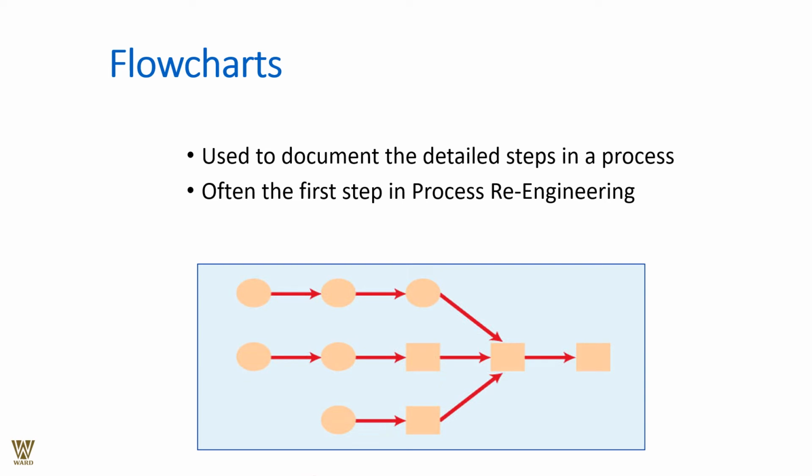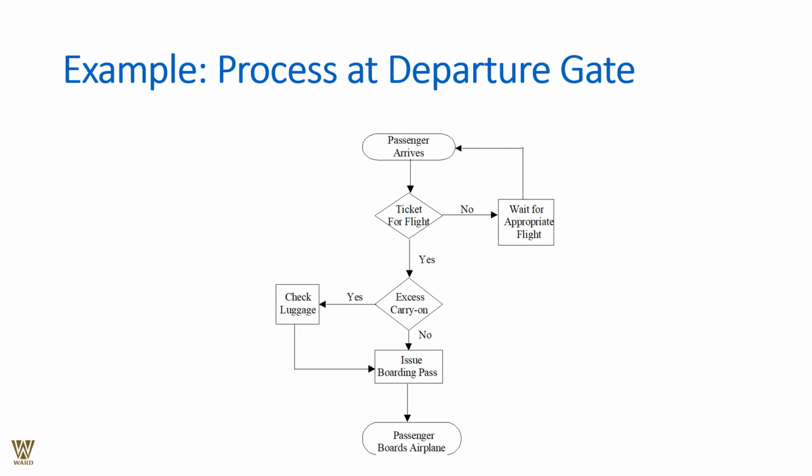So, the flowchart uses documents to detail steps in a process, as I have already stated. Often it is the first step in the process of re-engineering, as the case might be. Example, the process of departure gates. What happened? Let us understand. When the passenger arrives at the airport, probably purchases a ticket or has a ticket, first waits for the appropriate flight, and so on and so forth. If there is baggage, you check the baggage, issue the boarding passes, and go for the boarding of the plane. This is the process that comes around here, and I've been trying to depict it with the help of a flow chart.